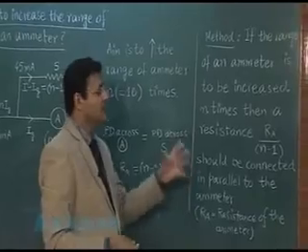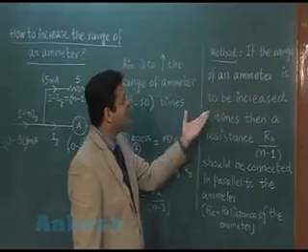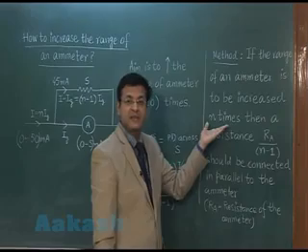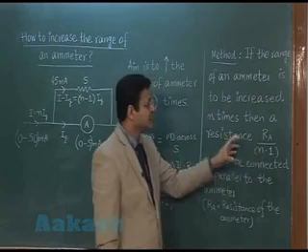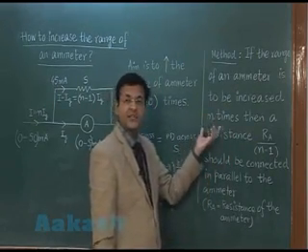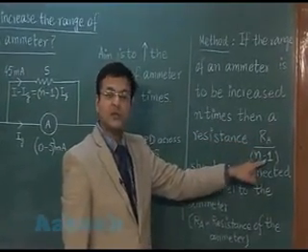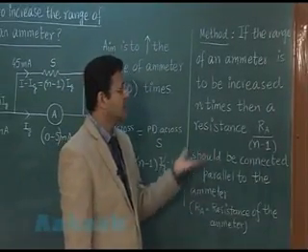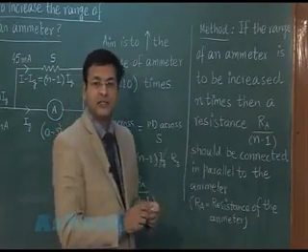The summary of this discussion is that in the question it is given that if the range of an ammeter is to be increased n times, अगर एक एमीटर की रेंज n टाइम्स अगर आपने इंक्रीज करनी है, then a resistance RA upon n-1 should be connected in parallel to the ammeter. अगर आपको रेंज n टाइम्स इंक्रीज करनी है तो एमीटर की जितनी रेजिस्टेंस है डिवाइडेड बाय n-1 शुड बी कनेक्टेड इन पैरेलल टू द ammeter. We can ask few numerical questions on this, but it is simply formula based. ये चीज आप उसमें अप्लाई कर सकते हैं.